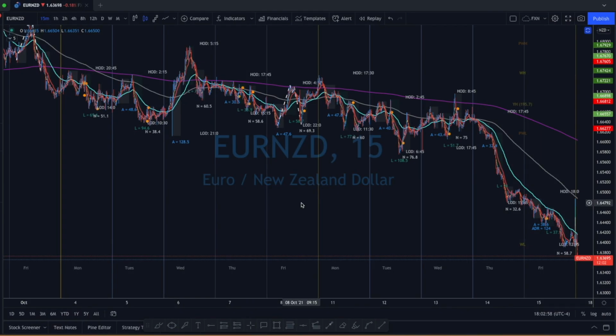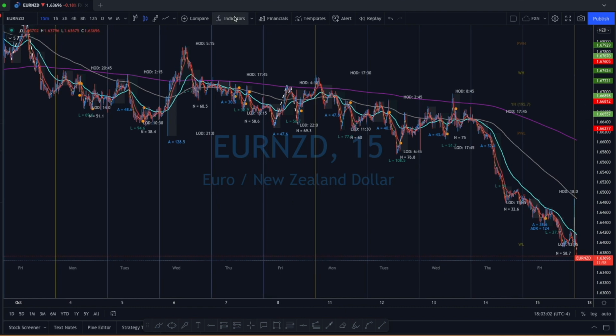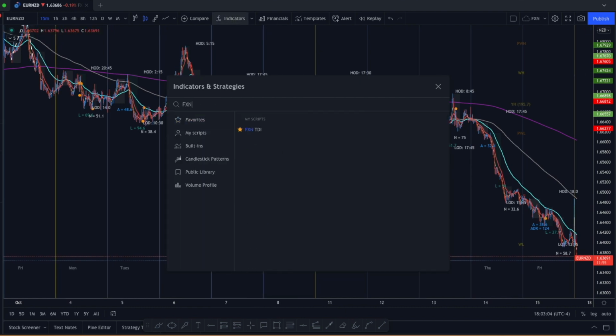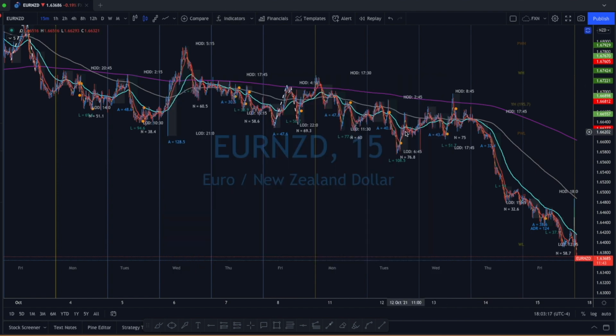All right, so if you're on TradingView, all you have to do is go up to the indicators and just type in FXN, and you will see where it says buy and sell signals, EMA 5 and crossover. That is the one that you want to put. Go ahead and double click on it and add it to the actual indicators on your screen.